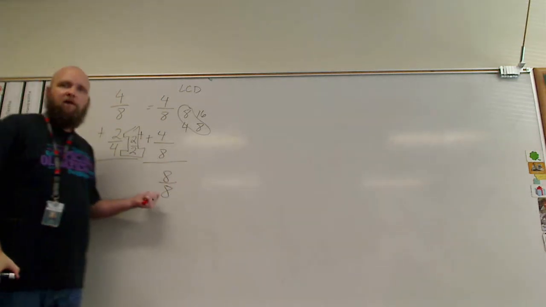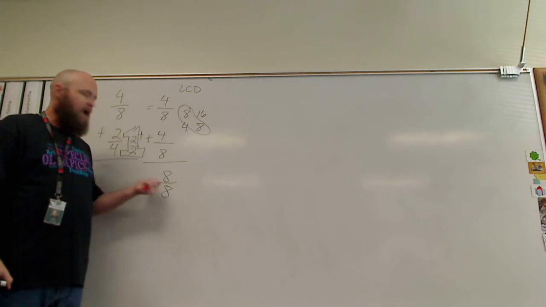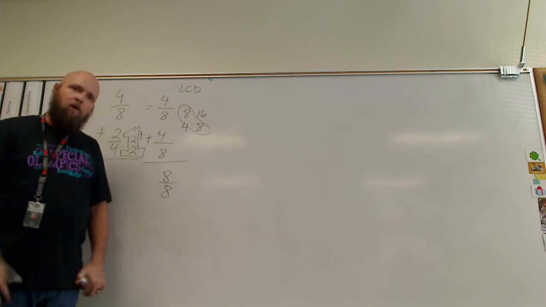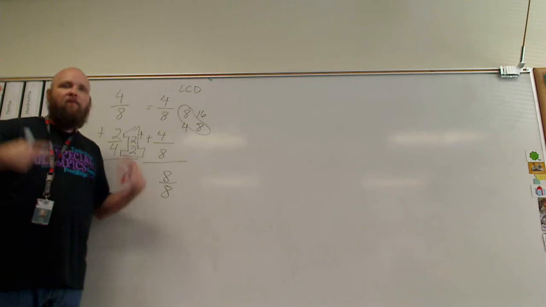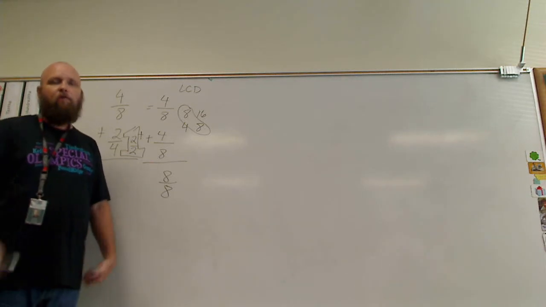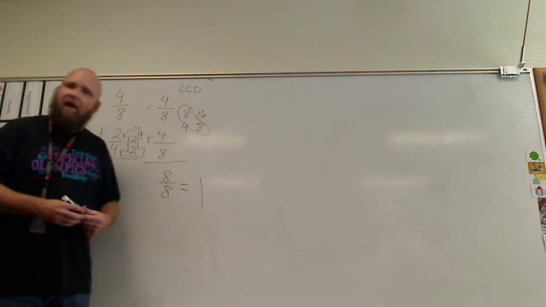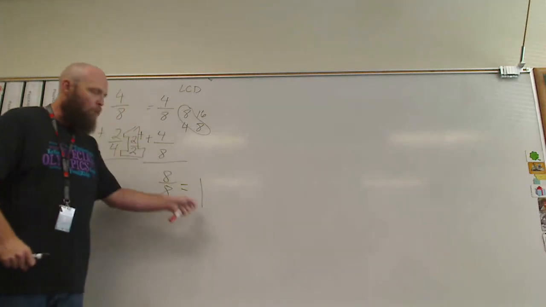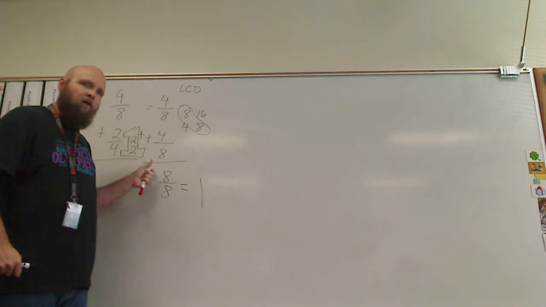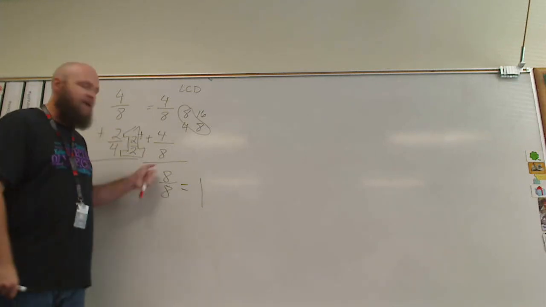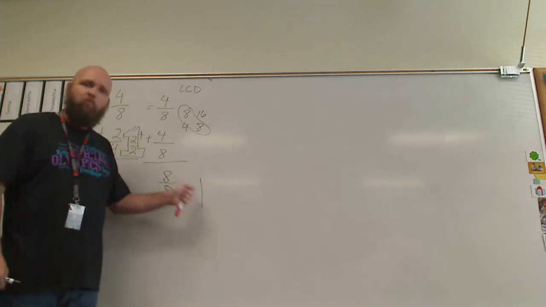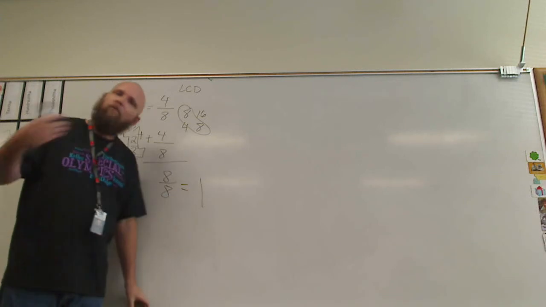Now if you left this on an assignment or on a test as 8/8, I'm going to mark it wrong. If you ate 8 out of the 8 pieces of pizza, you ate one whole pizza. Your answer is 1. It's not 8/8. Anytime our numerator and denominator have the same value, your answer is 1. Remember that.